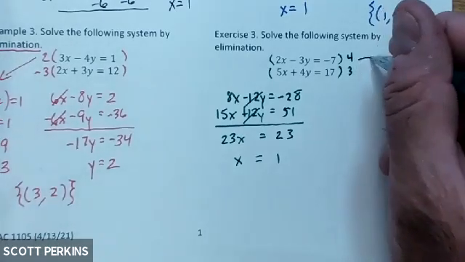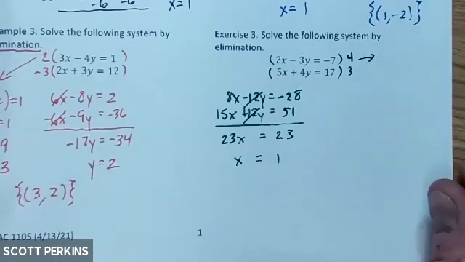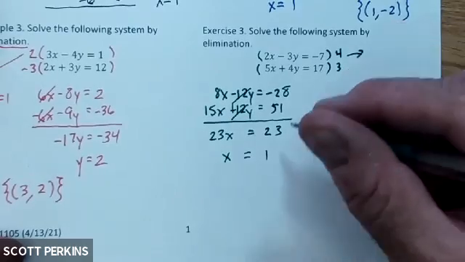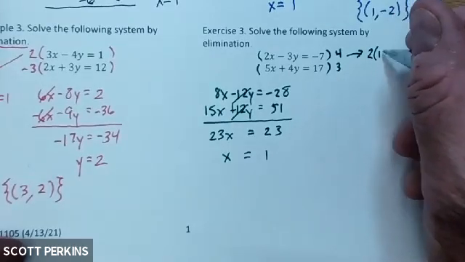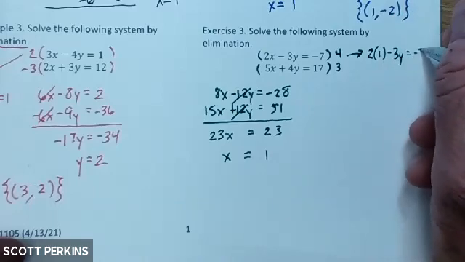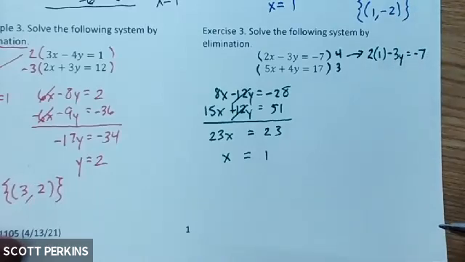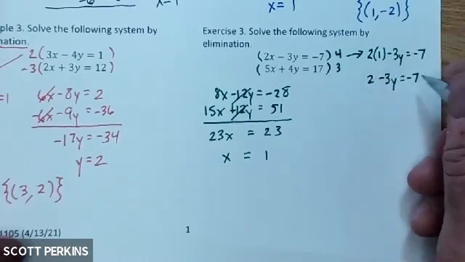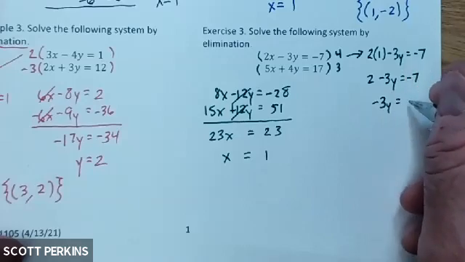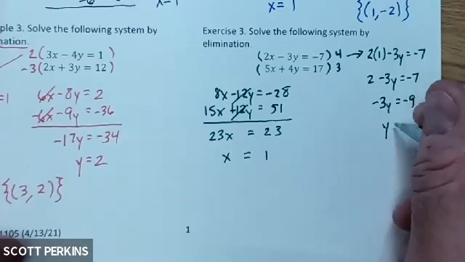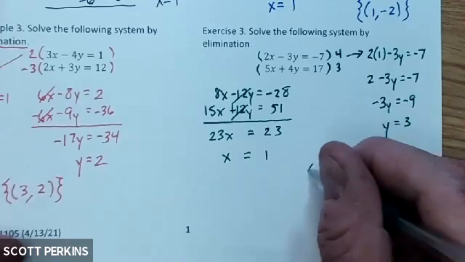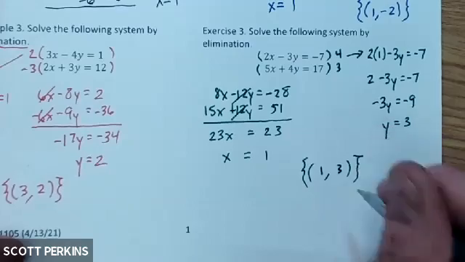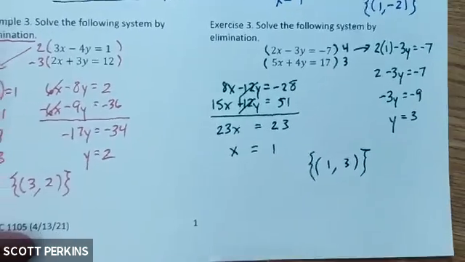So again, I'm just going to use the top. I have no secret reason for doing that. If you chose the bottom, we're going to end up with the same value for y. So when I do that, I've got 2 times 1 minus 3y is equal to negative 7. 2 times 1 is 2. Going to subtract the 2 from both sides and get negative 3y is negative 9, and then divide, and I get 3. So my solution is x is 1, y is 3, in some squigglies, so I don't confuse that for an interval.